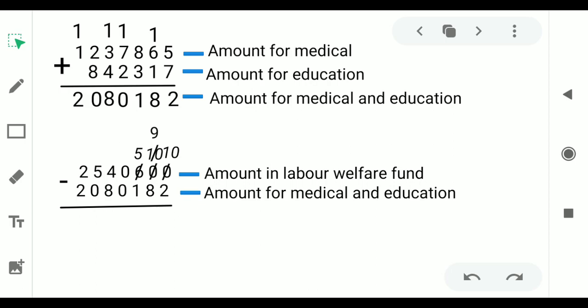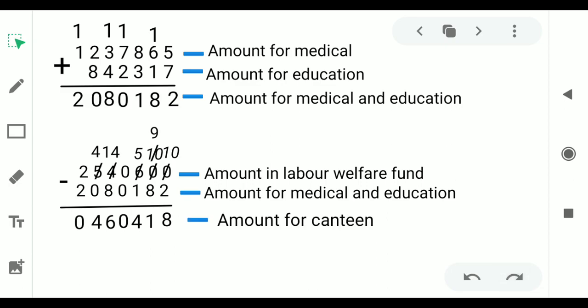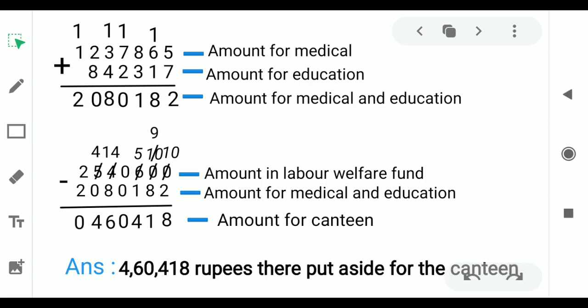Now we can subtract. 10 minus 2, 8. 9 minus 8, 1. 5 minus 1, 4. 0 minus 0, 0. 4 minus 8. Can you subtract 8 from 4? No. So we borrow 1 from the lakh place. In the lakh place we have 5. So 5 becomes a 4, and this 4 is 14. 14 minus 8, 6. 4 minus 0, 4. 2 minus 2, 0. So this is the amount for canteen. So the answer is 4,60,418 rupees they put aside for the canteen.